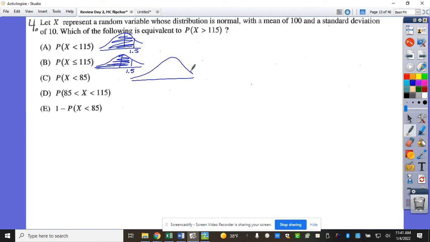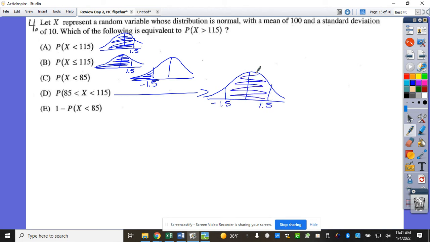C is now coming down to negative 1.5 and shading which way? D, I've got both, and I'm shading between. And E says, instead of shading to the left of negative 1.5, I'm going to do the opposite of that, which means I'm actually shading which way?